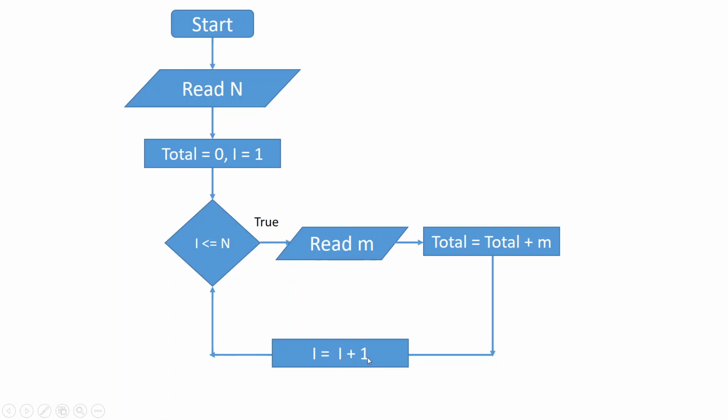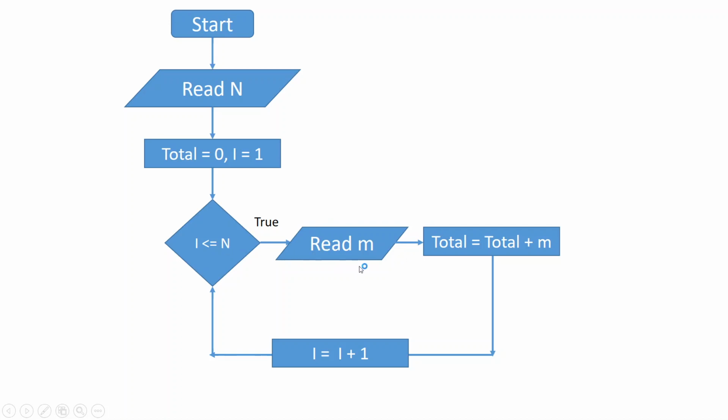Now that becomes 2. Now 2 is less than n, yes, so again it will go and perform the operation. Then from here it comes here, I will become 3. 3 less than or equal to n, yes, again it is going to perform the operation. Then I will become 4. Even for 4 it is going to perform the operation. Then I will become 5. Is 5 less than or equal to n? Yes, still the condition is satisfied because it is less than or equal to.